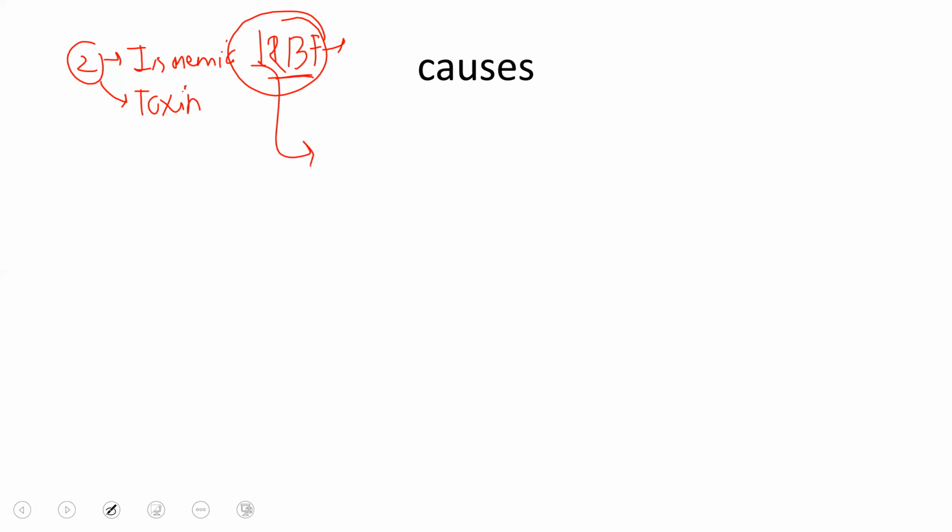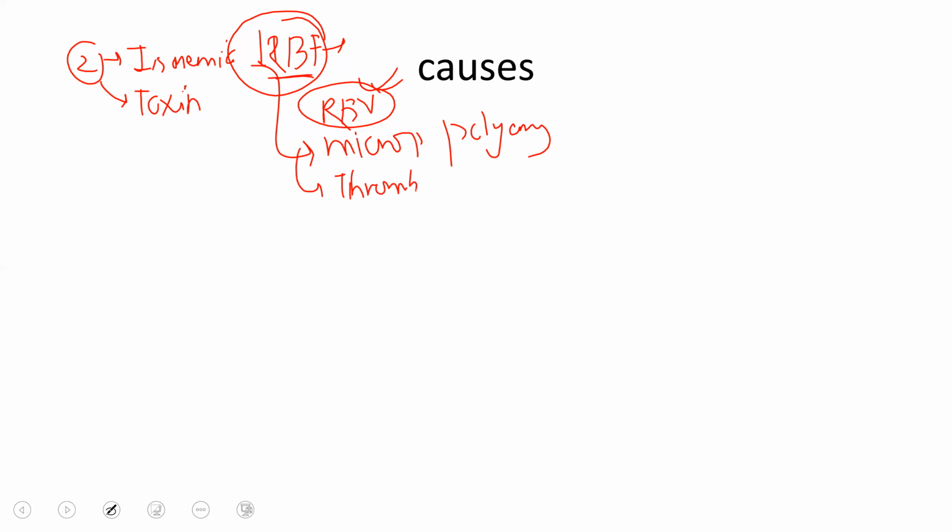It can be due to microscopic polyangiitis. Ischemic causes can be due to injury within the renal blood vessel itself, and one of the causes is microscopic polyangiitis. The next cause is thrombotic microangiopathies. So it can be thrombotic microangiopathy as well.